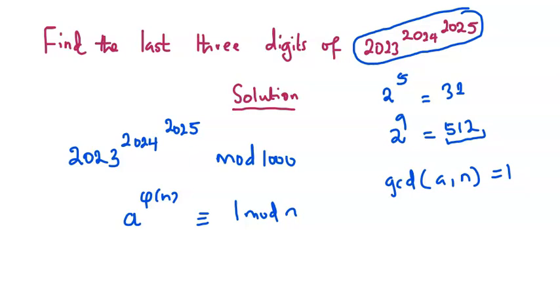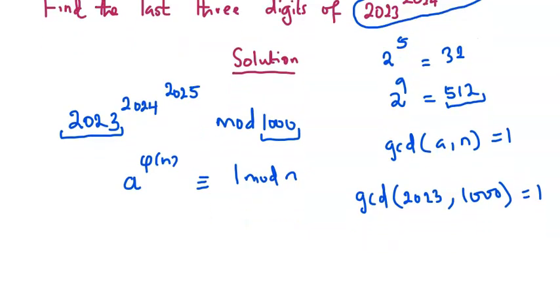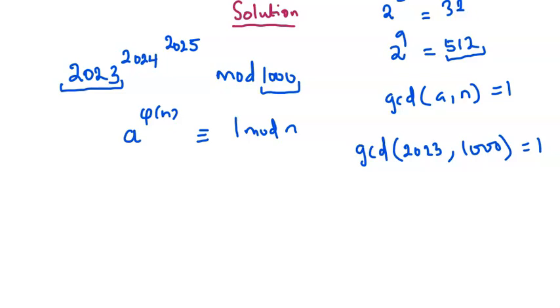Okay, now using this idea, look at this base right over here. Then look at this 1000 right over here. You will find out that they are positive integers. In fact, they are co-prime, right? That is, the GCD of 2023 and 1000 is equal to 1. You get the idea? Okay. So now, what next are we going to do? We're going to find the Euler-Phi of 1000.